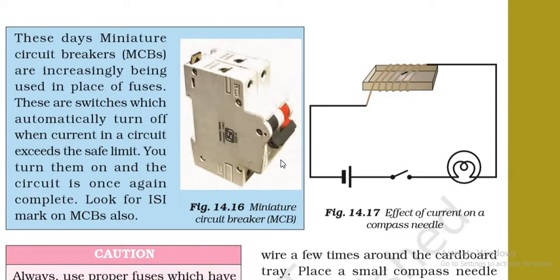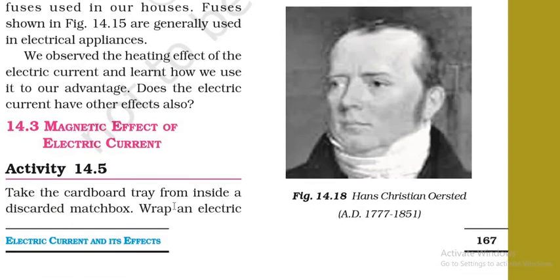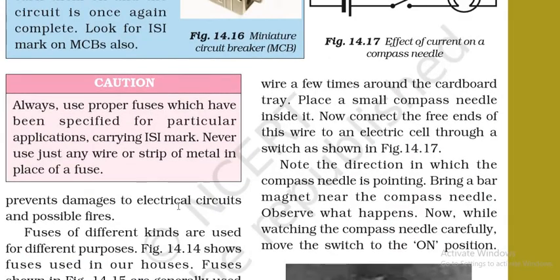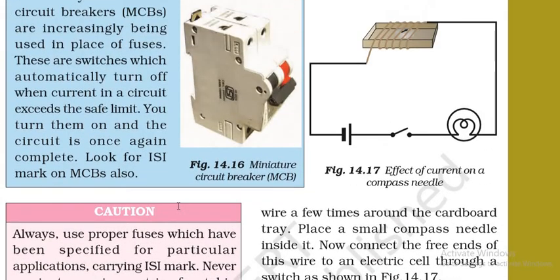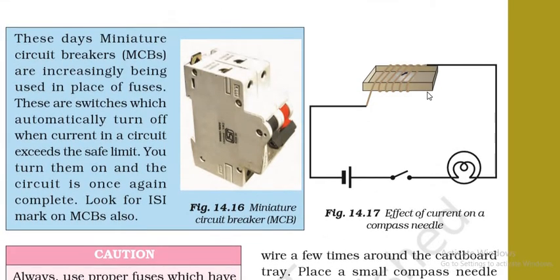So these things are, students, dependent upon the heating effect of electric current. Now other than the heating effect of electric current, we also have the magnetic effect of electric current. What happens, children, is that you just have to do an experiment. You just take a compass needle and put a magnet near it. You must be aware what a compass needle is.